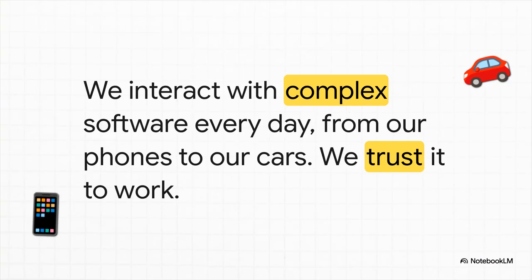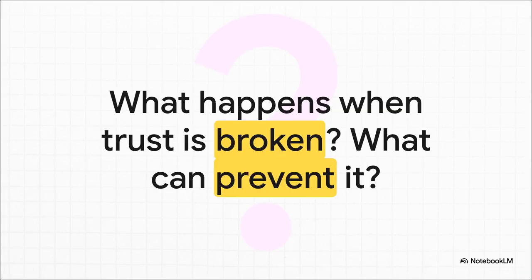I mean, think about it. You're interacting with unbelievably complex software all the time. The phone in your pocket, the car you drive, the systems that handle your money, your health. We just trust it to work. So what happens when that trust is broken? And maybe more importantly, what's supposed to stop these disasters from happening in the first place?